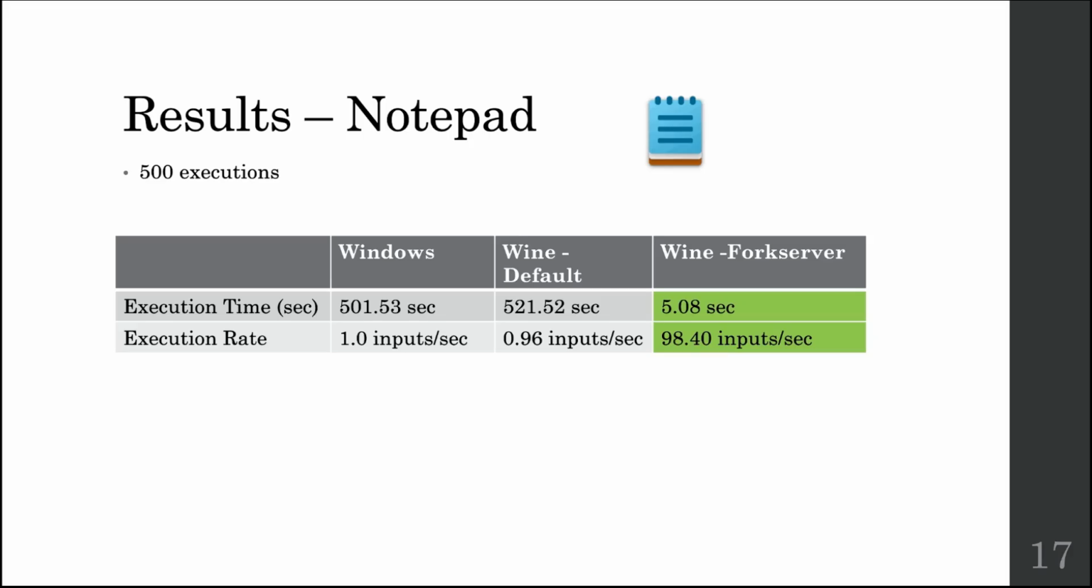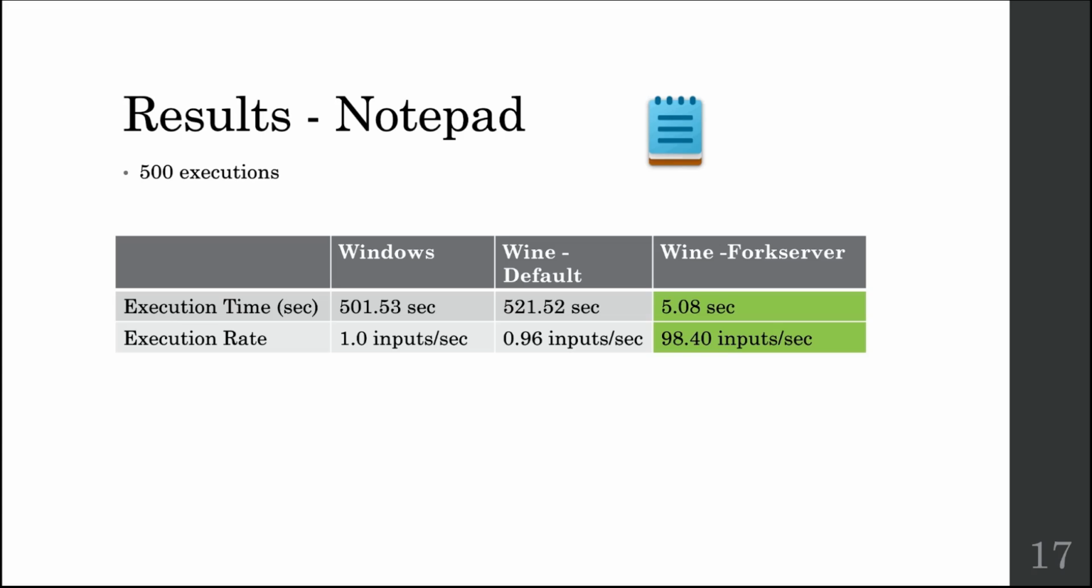Okay, now for the results. The first text editor we tested was Notepad. This ended up being tied for slowest on the Windows benchmark, completing 500 iterations in 501.53 seconds, which gave us an input rate of about 1 input per second.